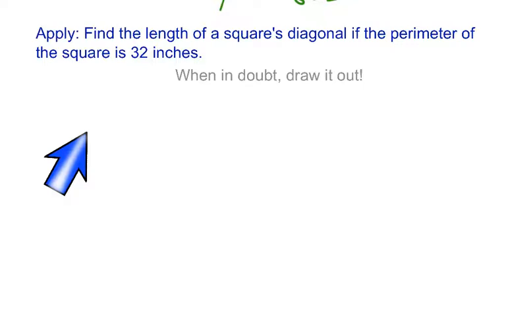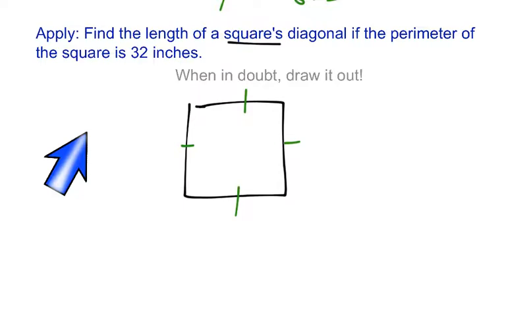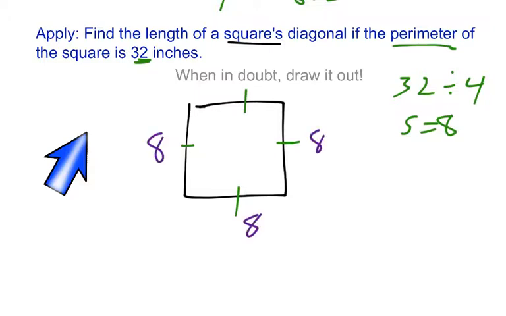So I'm going to draw a square, because it says square. And what do I know about a square? All the sides are the same. And I'm given the perimeter here, and perimeter means if I add up all the sides, well, how many sides do I have? 4. So I just do 32 divided by 4 would give me what each side is. So each side equals 8. So I can fill that in on my picture. So this is 8 inches, 8 inches, 8 inches, 8 inches.